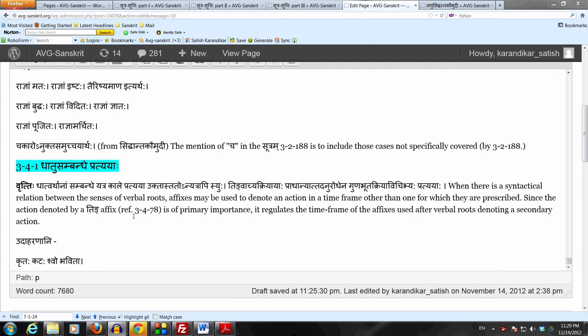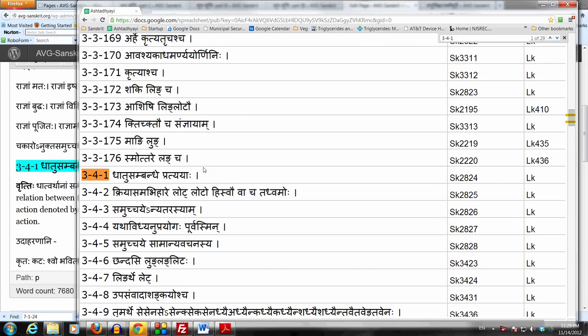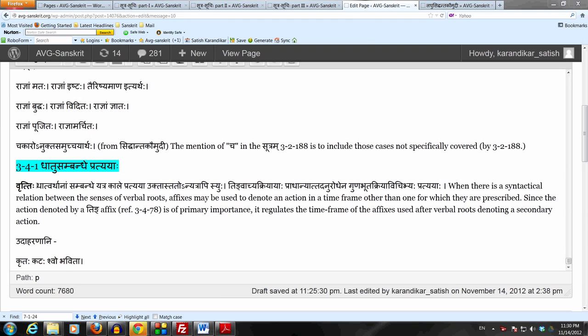Now let us move on to another sutram which applies not just to the affix kta but applies to a variety of other situations as well. And that sutram is dhatu sambandhe pratyayaha, which is 3.4.1. The Vritti of the sutram says dhatvarthanam sambandhe yatra kale pratyaya uktas tatonyatrapi syuhu.